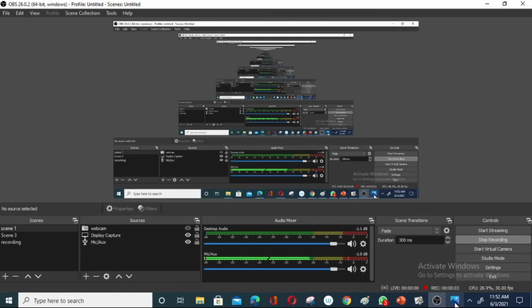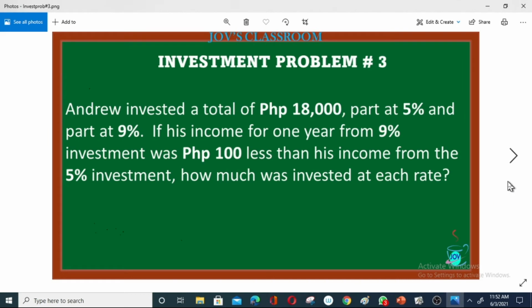Let's proceed with question number 3. Question number 3 under the investment problem says Andrew invested a total of 18,000 pesos. Part of it is at 5% and part of it is at 9%. If his income for 1 year from the 9% investment was 100 less than his income from the 5% investment, how much was invested at each rate?